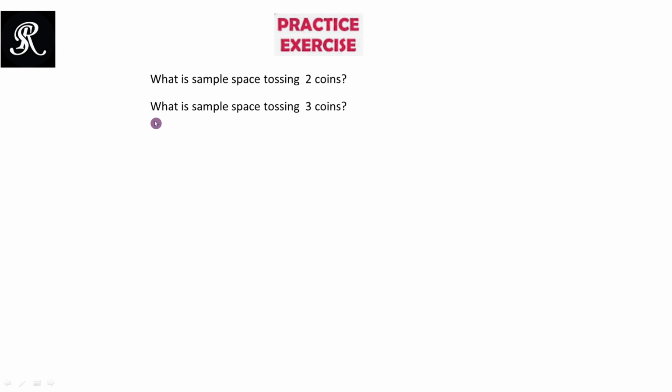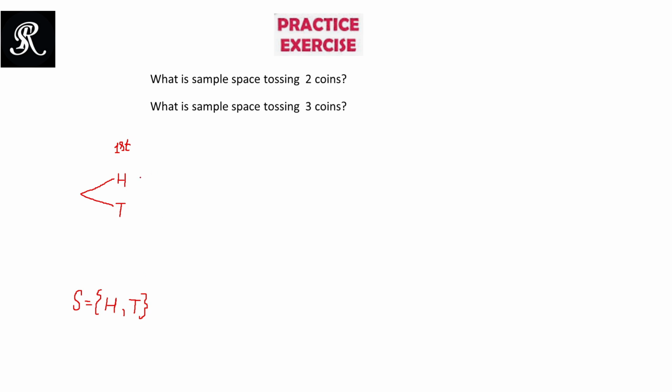Now the second is, what is the sample space for tossing three coins? We can write the sample space for tossing a coin thrice with the help of a tree diagram. So it's a tree diagram for tossing a coin in the first toss, and the sample space would be the total number of outcomes. Possible outcomes are here H and T.